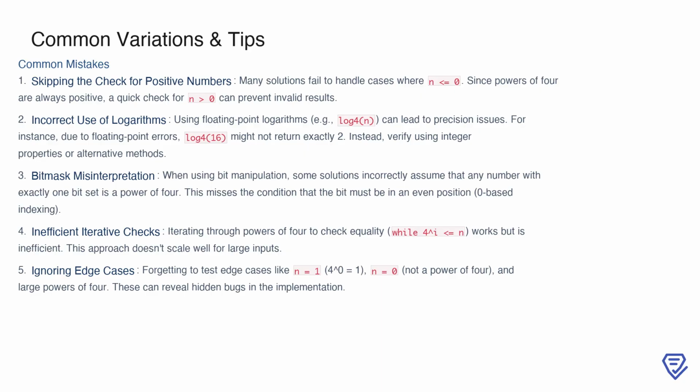Another mistake arises with bit manipulation. While a number with one bit set might seem like a power of 4, this is only true if that bit is in an even position when using zero-based indexing. This subtlety often gets overlooked. Additionally, iterative approaches, such as looping through powers of 4, can work but become inefficient for larger inputs. Finally, edge cases like n equals 1, n equals 0, and large numbers should always be tested to ensure your solution is robust and handles all scenarios correctly.